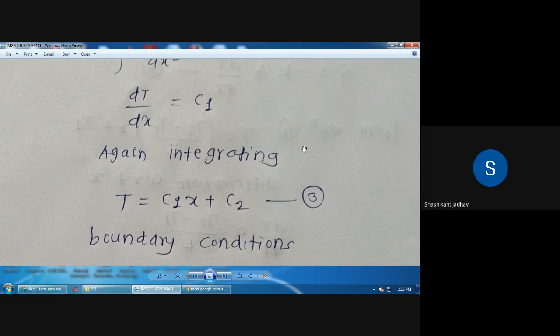From that plane wall, what are the different boundary conditions? Anyone can tell me? Suppose at x is equal to 0, what is the value of temperature? X is equal to 0 means thickness is equal to 0, means L value is equal to 0. At that time, what is the value of temperature?